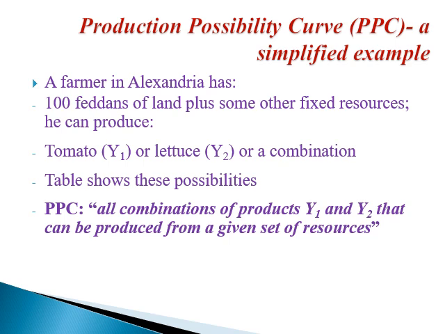They said that a farmer in Alexandria, for example, has 100 faddans of land plus some other fixed inputs. Now, this issue is not important. I have 100 faddans, and I have some inputs. How many is that sum? It doesn't matter in our story.